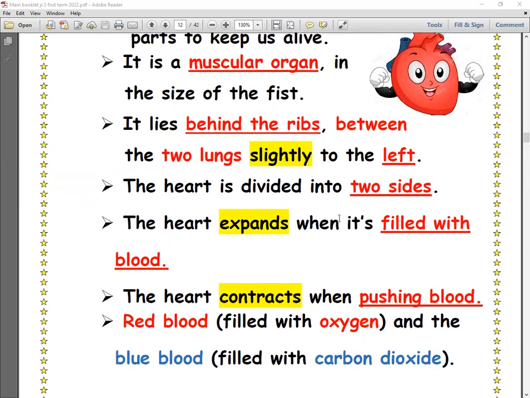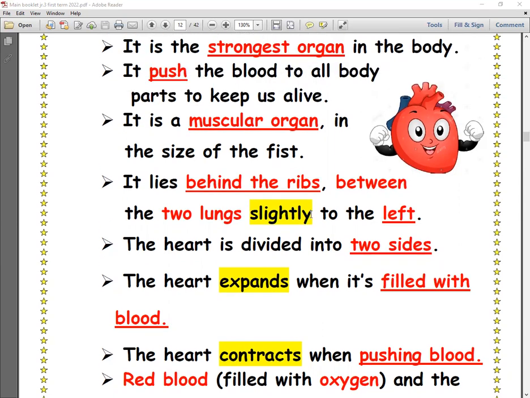After that, junior 3, the heart is divided into two sides. When you see inside the heart, you find like a line in the middle. This line divides the heart into two sides.